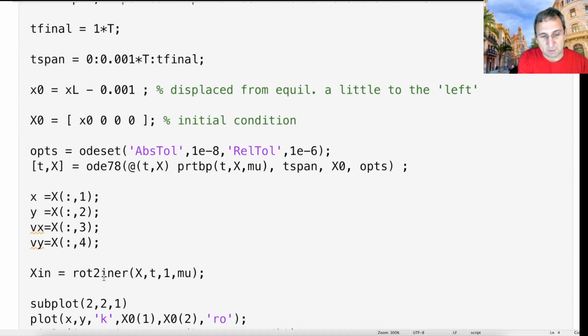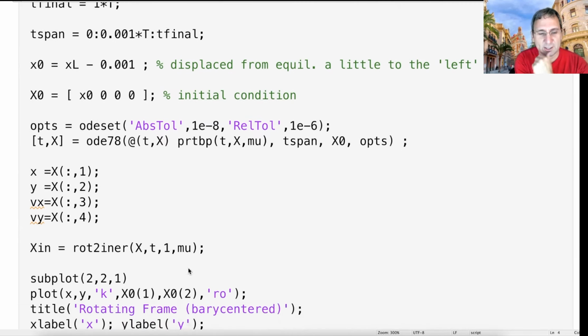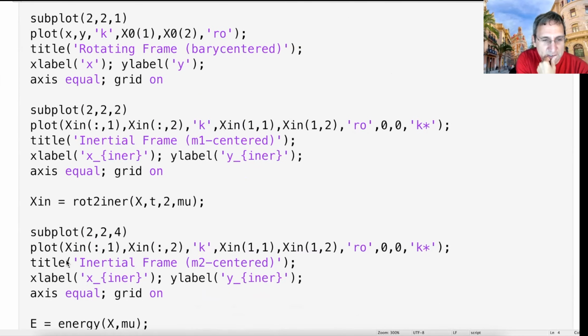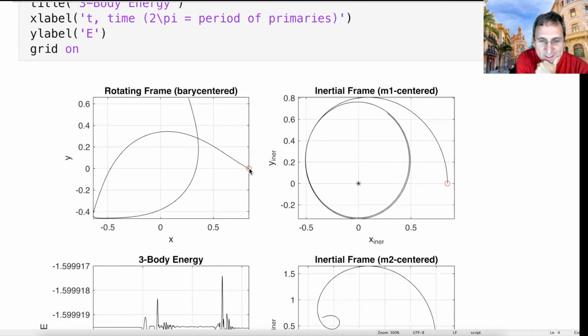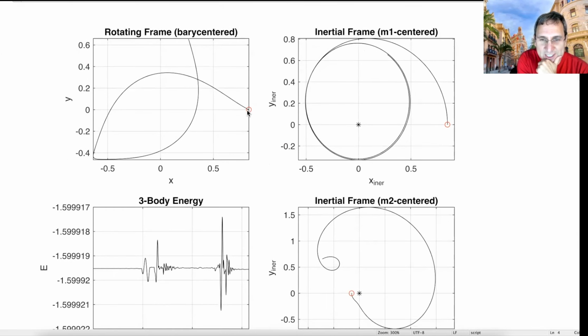And then I can get the x, y, vx, vy from this vector of results. I've got a function in here that transforms from the rotating to the inertial frame, and I could pick which body I want as the center of that inertial frame. Let me just show the results. That was my initial condition, the red circle, which was just a little bit to the left of L1, and it didn't orbit L1. It actually seems to be doing some weird thing going around the origin in the rotating frame.